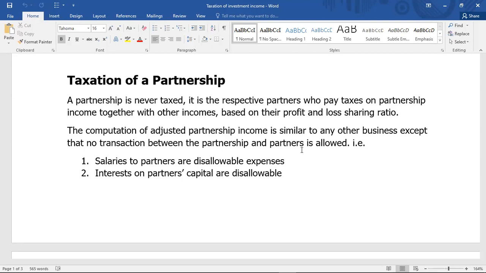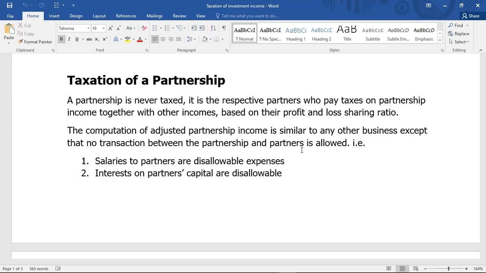So already you know very well, if we are doing our businesses and we have a partnership business, then the partnership business is not going to be followed by the KRA, but the Kenya Revenue Authority is going to be following individuals who benefited from the income generated there. So the computation of adjusted partnership income is similar to any other business, except that no transaction between the partnership and partners is basically allowed. Number one, the things relating to the partners are normally adjusted under the partners' allocation schedule, and that is what we are going to be analyzing down there.